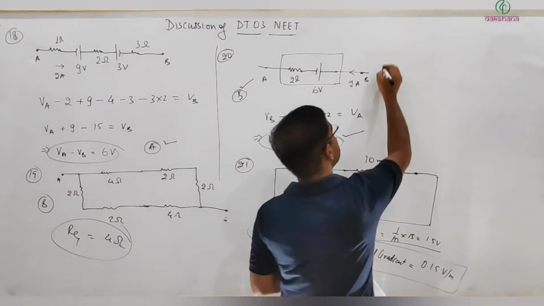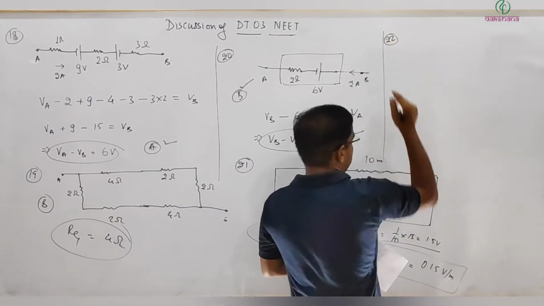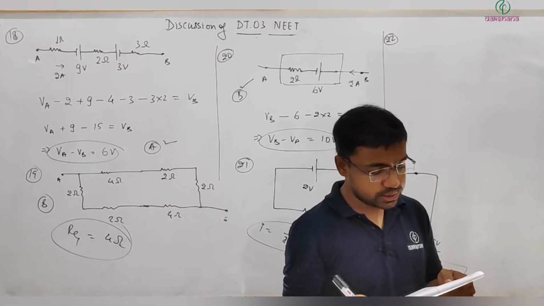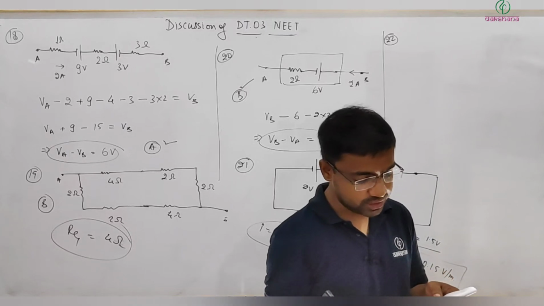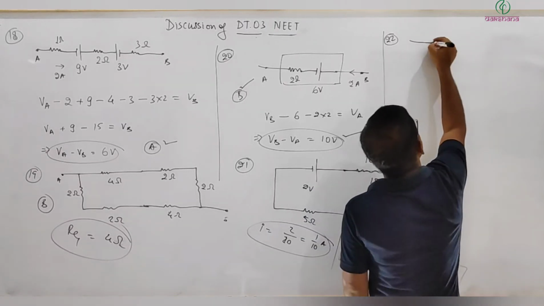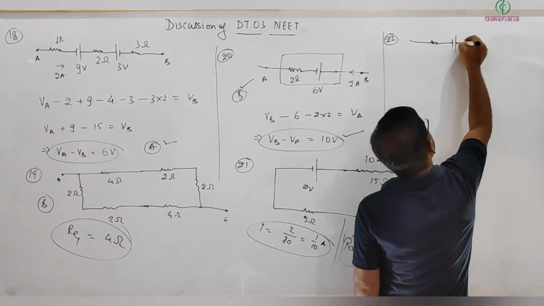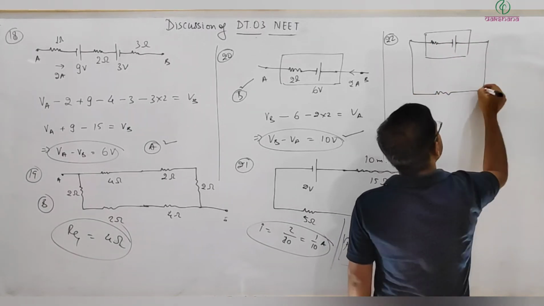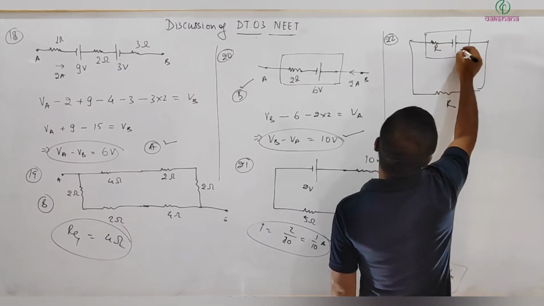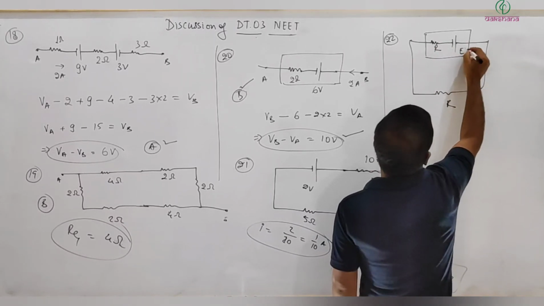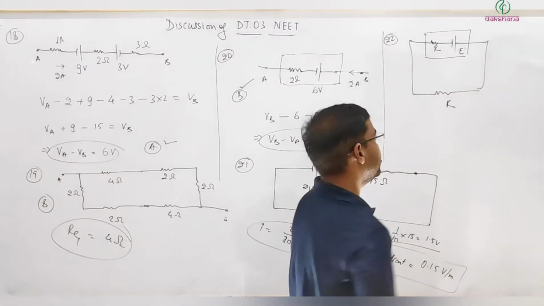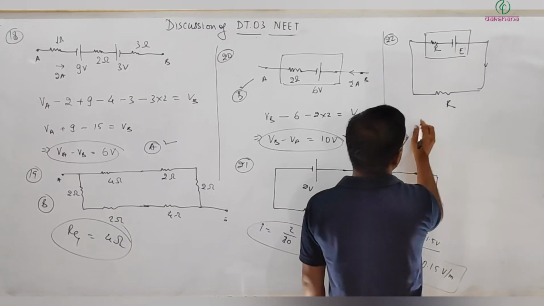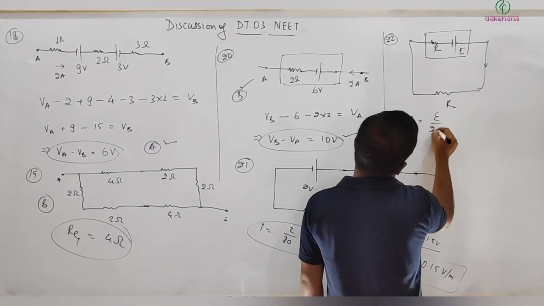Next question number 22. Okay, if the external resistance is equal to internal resistance of the cell of EMF E, the potential difference across its terminal. So here we have a cell, this is external resistance and this is internal resistance, its EMF is E, and it's given both are equal. So in that situation I is equal to what? Here I can write I is equal to E divided by 2R.